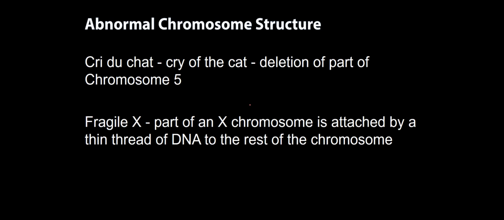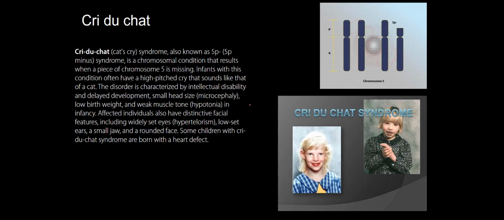Okay, so the last few disorders had to do with having too many or too few entire chromosomes. There's also abnormal chromosome structures. So for example, there's Cri-du-chat and Fragile X. In Cri-du-chat syndrome, this is when an entire chunk of the small or petite arm of chromosome 5 is missing. And these people, similar to Down syndrome, have distinct facial features. And like the others, there's intellectual disability, there's delayed development. In addition, there's something called microcephaly, which is a smaller than normal head size, and weak muscle tone or hypotonia.